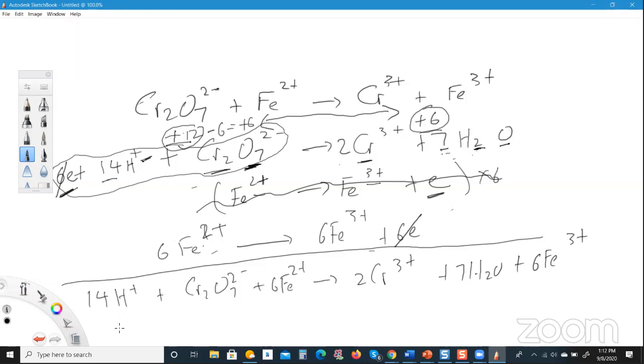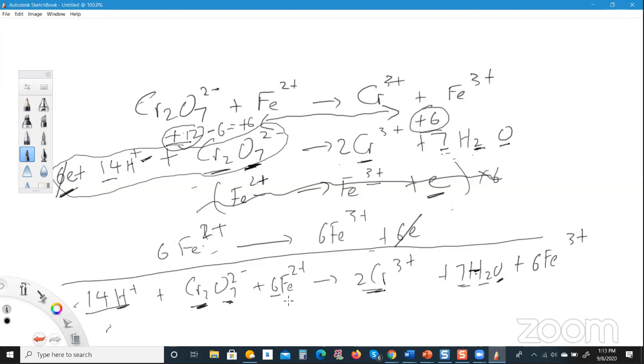However, I always tell my students, no matter how confident you are in your final answer, check to make sure that your final answer is correct by making sure that everything is balanced. All the atoms are balanced and all the charges are balanced. So let's do that now. If you look on this side, you have 14 hydrogens. On this side, we have 7 times 2, 14 hydrogens. So the hydrogens are balanced. Here we have 2 chromiums. Here we have 2 chromiums. So the chromiums are balanced. Here we have 7 oxygens, and here we have 7 times 1, 7 oxygens. So the oxygens are balanced.